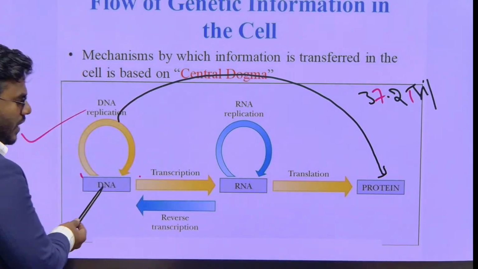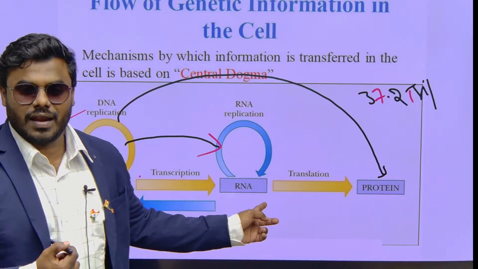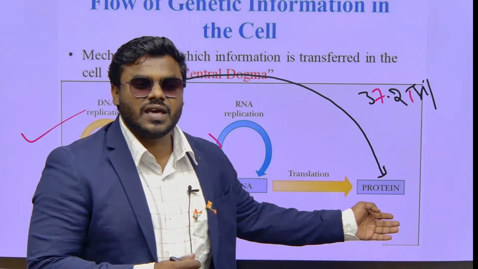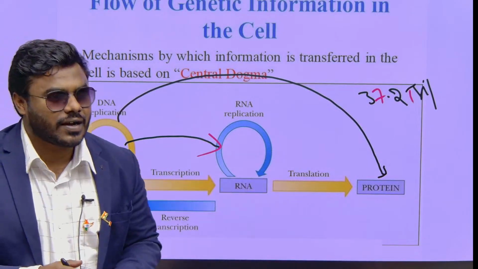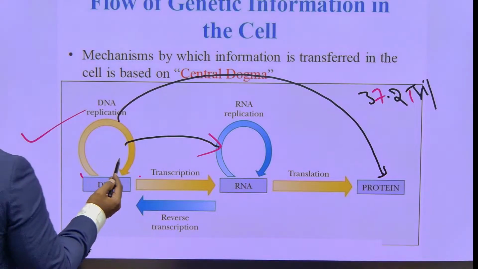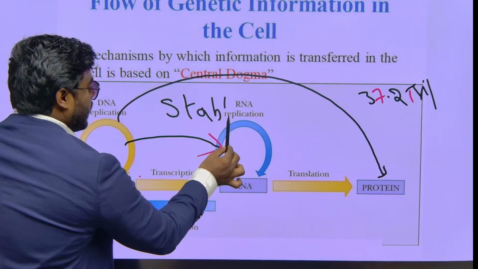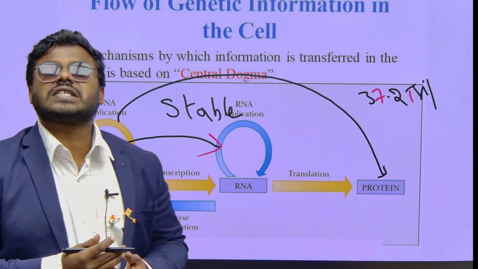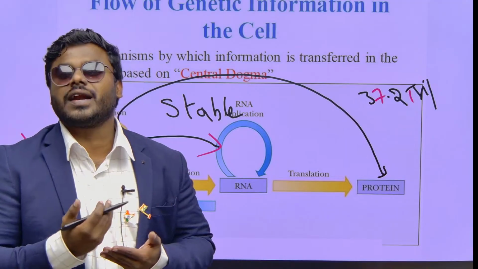What will it do? First it synthesizes an intermediate molecule, RNA. Then RNA synthesizes the protein. What is the reason why DNA cannot be involved directly? What is the reason? Anyone? The simple reason: DNA is a highly stable molecule. Suppose it loses its stability or integrity, we cannot repair it back most of the time.